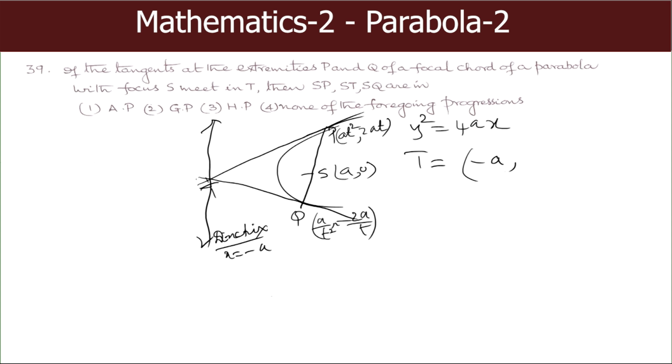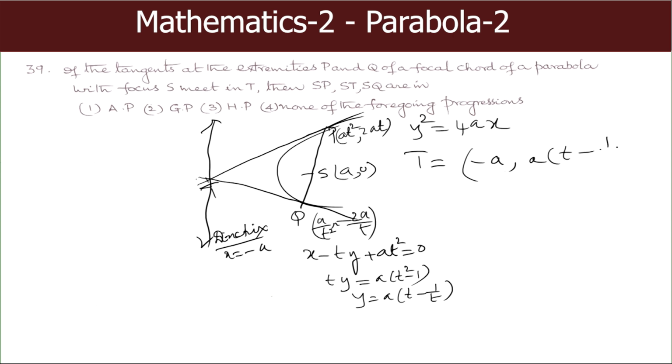And what is the y coordinate? Well, the tangent at P is x minus ty plus at square equal to 0. So what is y? ty equal to x plus at square, which is minus a into t square minus 1. So y is equal to a into t minus 1 by t. So this is T.